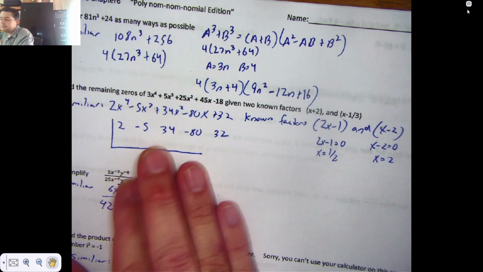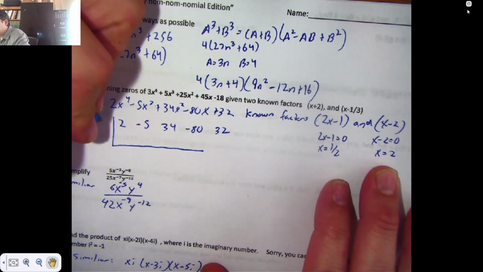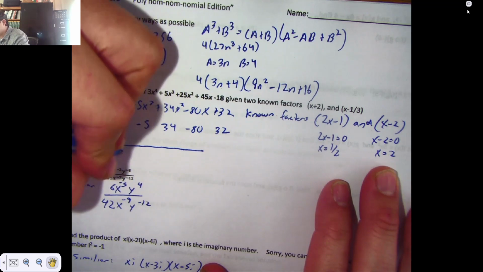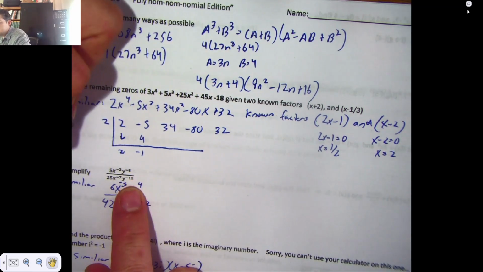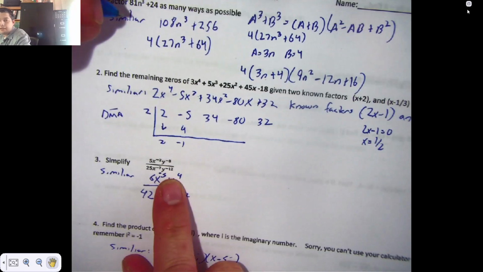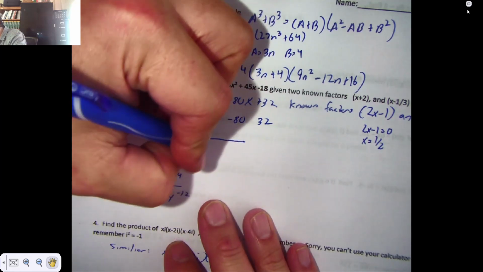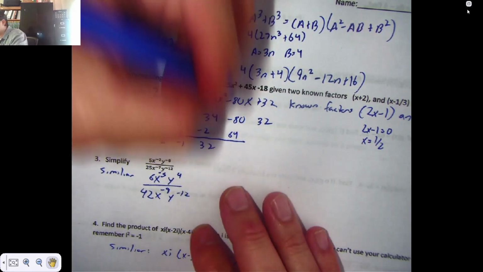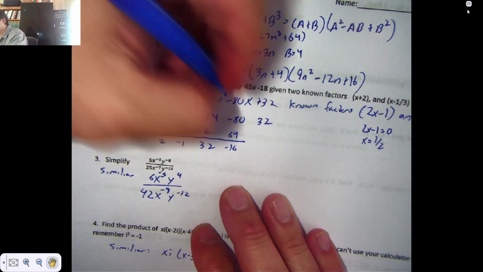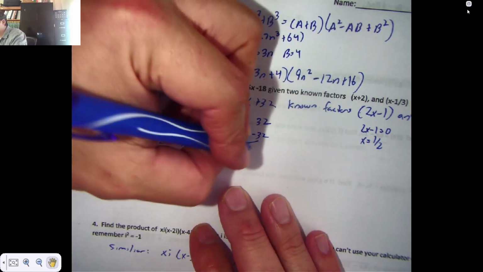Coefficients load up the top. You can divide out either one first. I'm going to go with a whole number, 2, then I drop, and I multiply, and I add. And that's what I'm doing. I'm doing that whole DMA acronym. Drop, multiply, and add. 2 times negative 1 is negative 2. 34 minus 2 is 32. 2 times 32 is 64. Negative 80 and 64 sums to be negative 16. Twice a negative 16 is negative 32. And there's a 0 here.